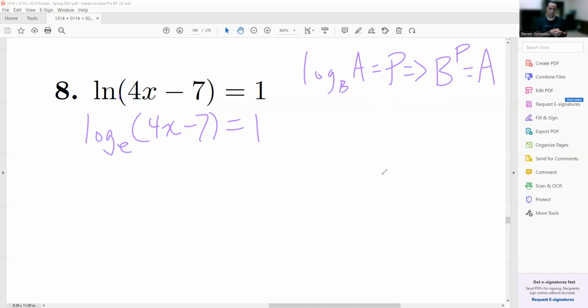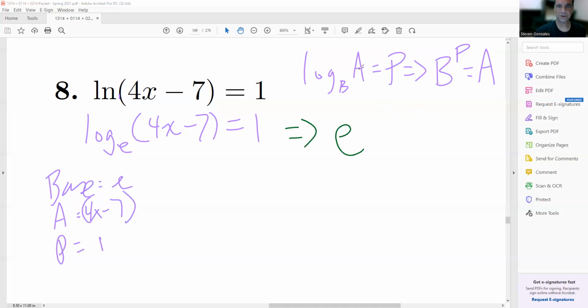Applying that rule to this particular problem, the base is e, the logarithmic argument is 4x minus 7, and this is an entire expression. It's basically a slope-intercept expression. You can't separate it, you can't combine it, you can't do anything else with it. And p is going to be 1. So you're going to rewrite this log equation as e is b, 1 is p, and the argument is 4x minus 7.